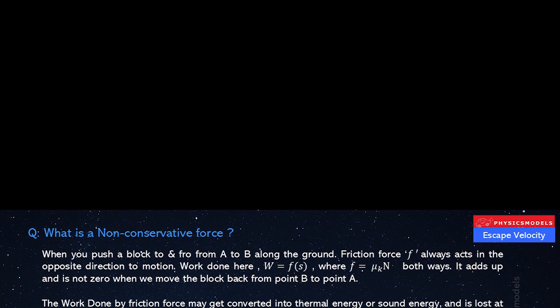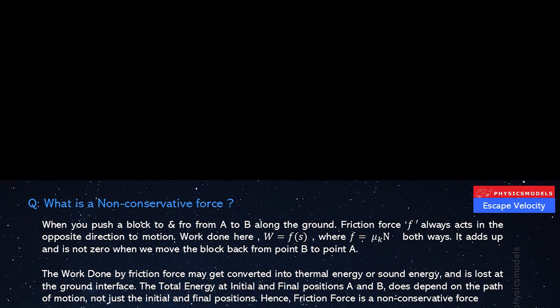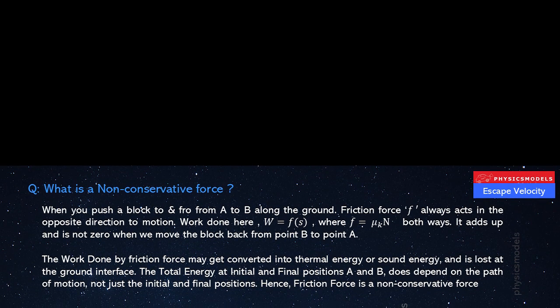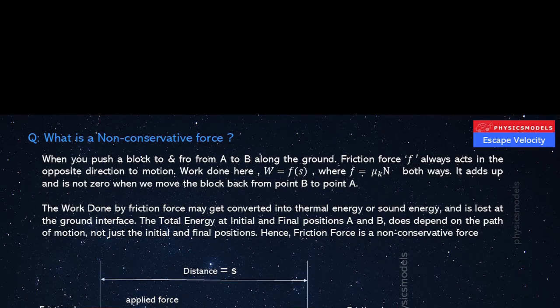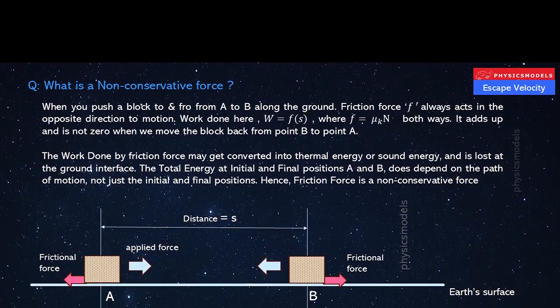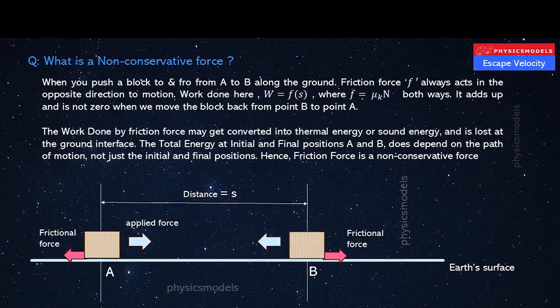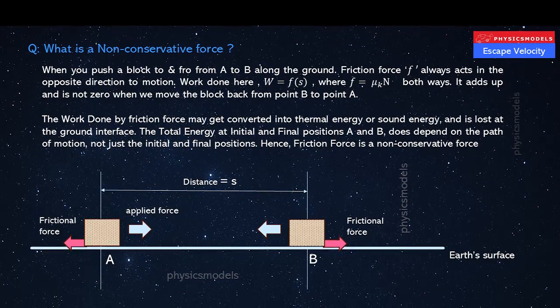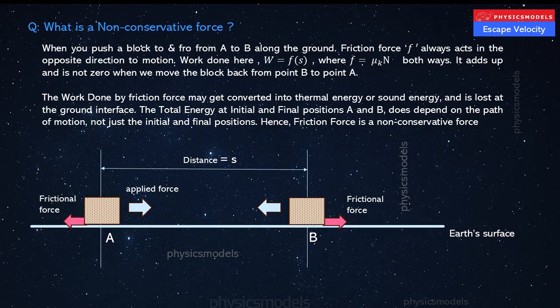To understand conservative forces, it's good to look at the opposite, non-conservative forces. Frictional force is an example. In this sketch, we are moving a block from left to right along the white arrow, and immediately the opposing force of friction is set up between the block and the ground. The work done by this friction is W equals frictional force times the distance S. And it can be lost at the ground as heat or sound as well.